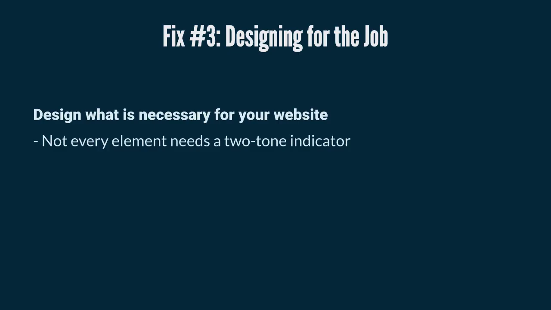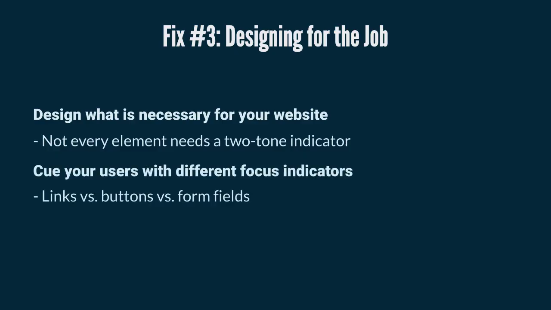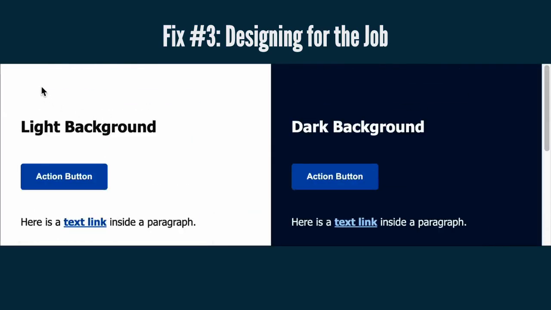The next trick I want to show you is designing your focus indicators for their job, so to speak. For example, you don't have to design two-tone focus indicators for all of your elements. You might only choose them when they are necessary. You can also cue your users by using different focus indicators for different elements, like links versus buttons versus form fields.